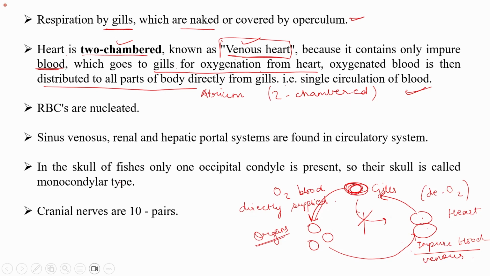RBCs are nucleated. This is important because in humans, RBCs lack the nucleus. Sinus venosus, renal and hepatic portal systems are found in the circulatory system. In the skull, only one occipital condyle is present, so their skull is called monocondylar. We will see the differences when we see the different classes of vertebrates. In reptiles and amphibia, you will see it is dicondylar. Cranial nerves are 10 pairs.